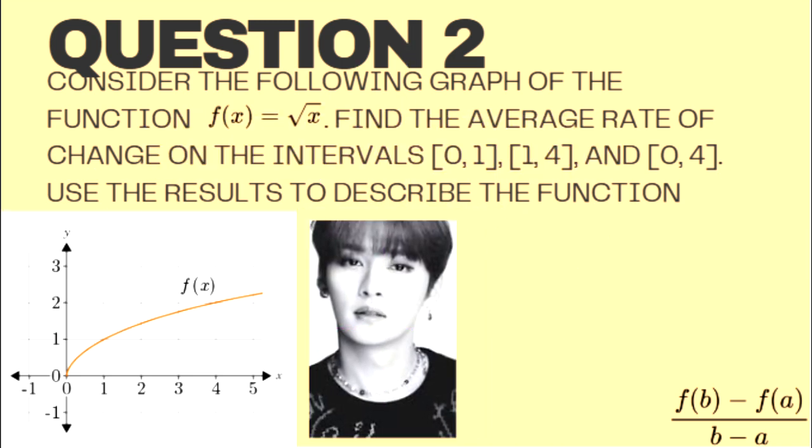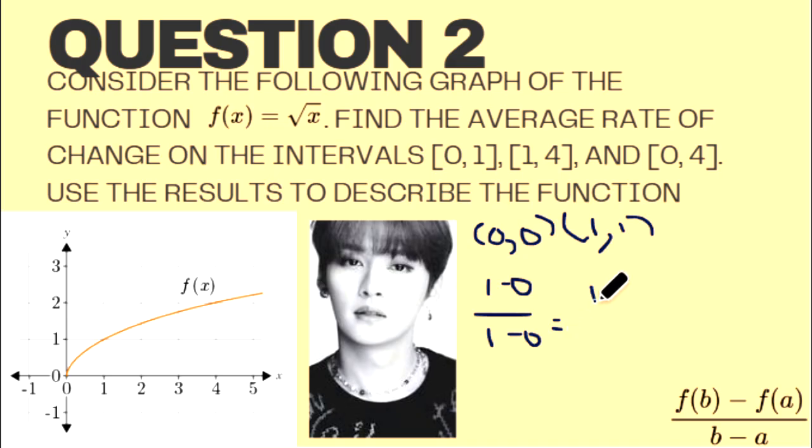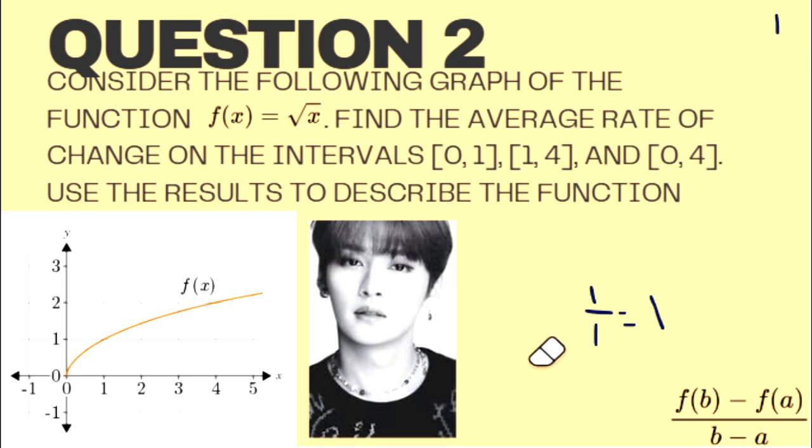Okay, let's see. So our first interval, when x is 0, y is also 0. We can tell that from the graph. And when x is 1, y is also 1. So let's use our little formula down here. We have 1 minus 0 over 1 minus 0, which ends up being 1 over 1, which equals 1. And that is increasing because it's a positive number. 1 increasing. Okay, let's do 1 and 4.